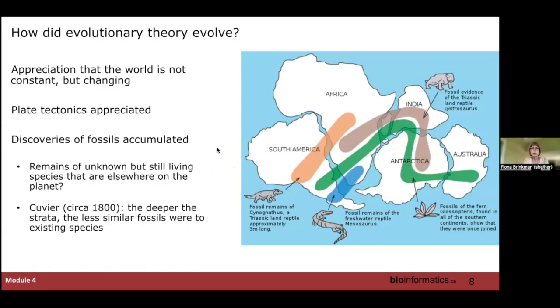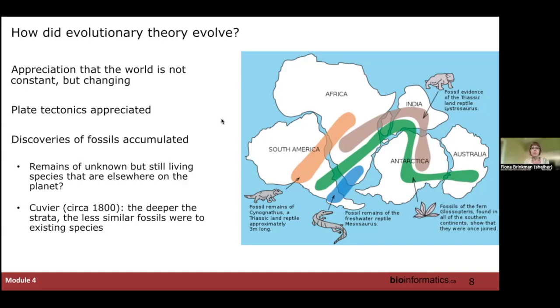How did evolutionary theory evolve? Well, I can't emphasize enough that it was in the context of a lot going on. There was an appreciation that the world is not constant, but changing. Plate tectonics got appreciated. We had discovery of fossils, for example, on the west coast of Africa and east coast of South America, that did seem to resemble each other as if those continents were together. And so it was all coming together and making sense. And they were noticing that the deeper the strata, the less similar fossils were to each other.